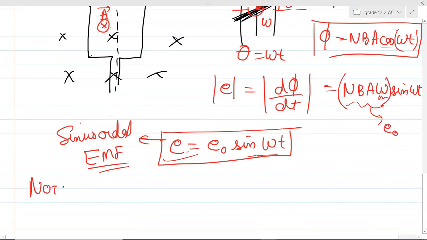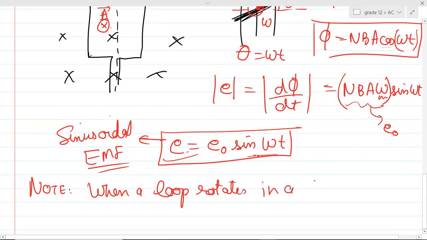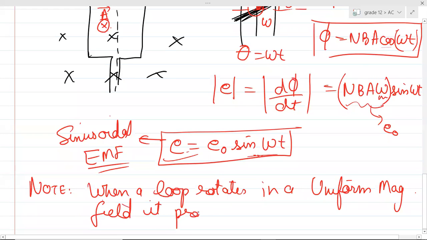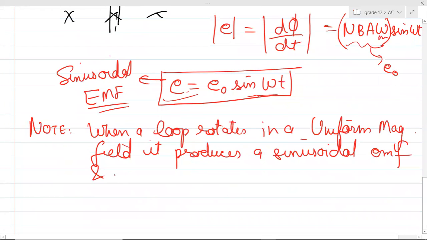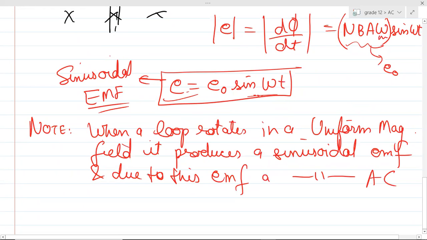So you can write this note: when a loop rotates in a uniform magnetic field, it produces a sinusoidal EMF, and due to this EMF, a sinusoidal current is generated in the circuit.